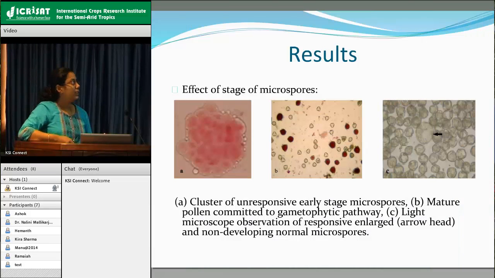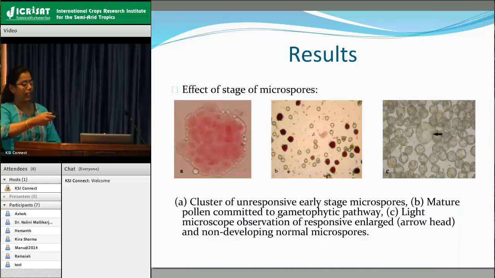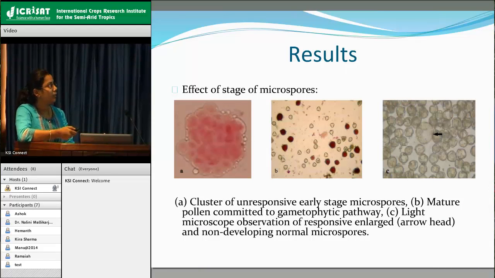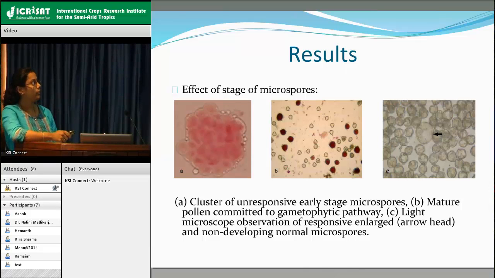So coming to the results, this is the effect of stage of culture. As you can see, this is a very early stage microspore which was cultured, and most of the time early stage cultures have resulted in clusters. We do not know whether they are actually responding cultures or just clusters of early stage microspores. So I would say this is inconclusive and I would not consider it as an androgenic response.